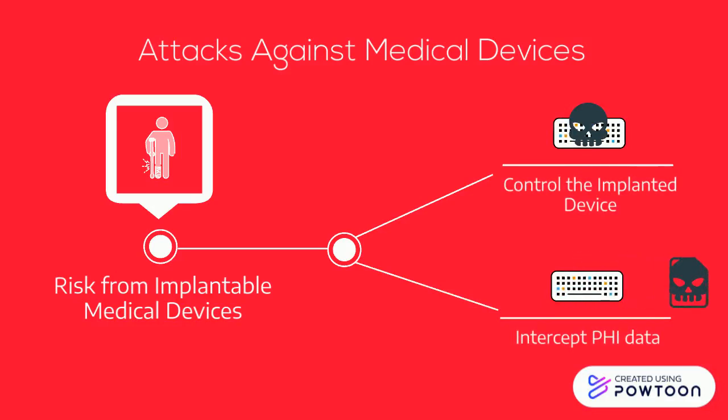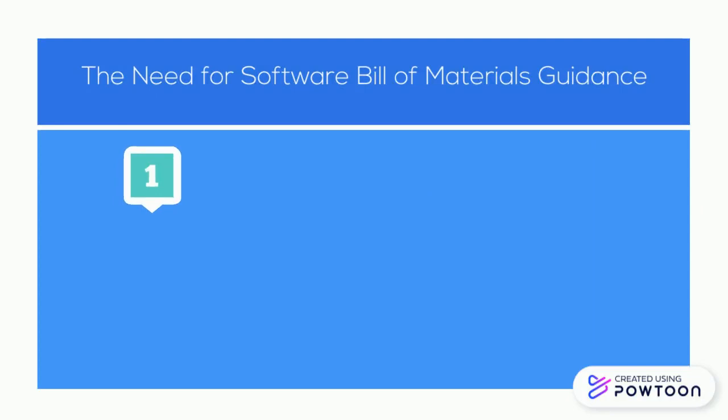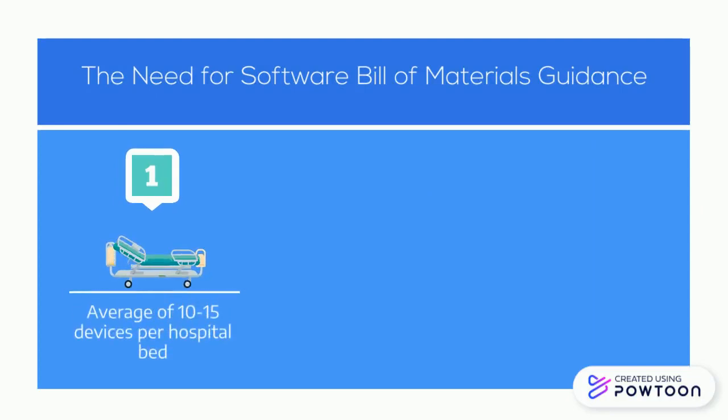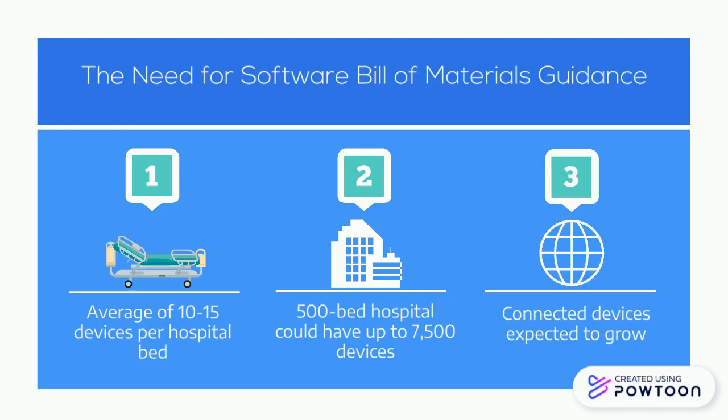The healthcare industry has been one of the most targeted industries in the US for years, and this trend is likely to continue. The average number of medical devices per hospital bed is 10 to 15 devices. Thus, a 500-bed hospital could have up to 7,500 devices, and most will be connected to the facility's network. This number is likely to grow as technology improves.